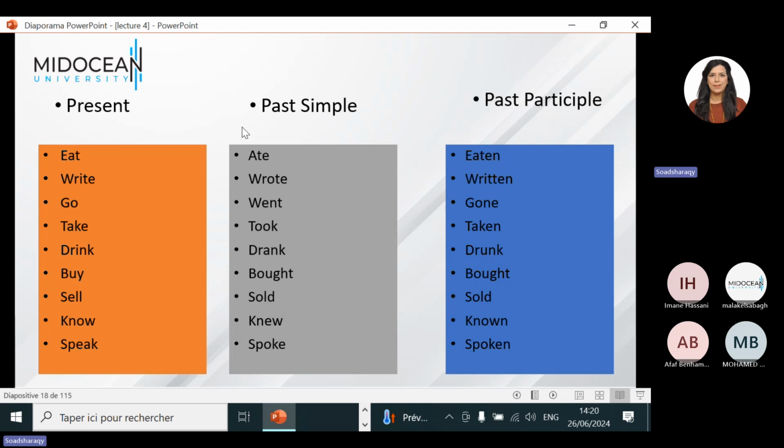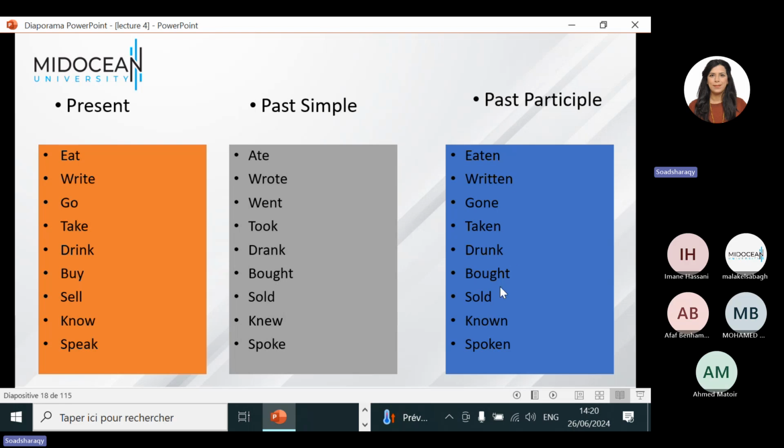Verb to buy, the simple past bought, past participle bought. Verb to sell, simple past sold and past participle sold. Verb to know, the simple past knew and the past participle known. Verb to speak, simple past spoke and past participle spoken.